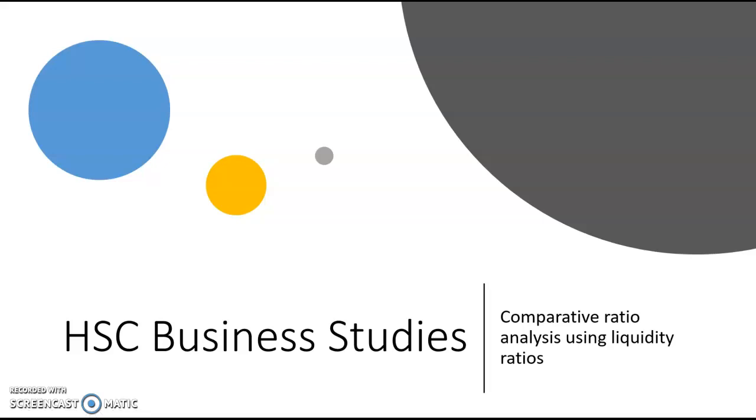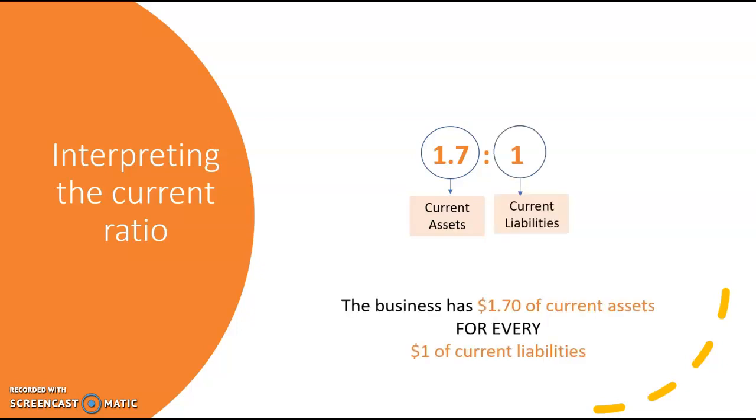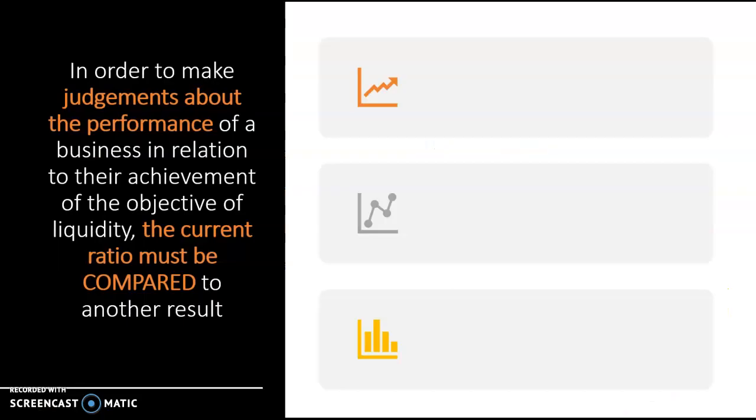Now let's have a look at how we can use the current ratio to assess the liquidity of a business. So first of all, interpreting the current ratio. If we have a ratio of 1.7 to 1, we know we have $1.70 of current assets and $1 of current liabilities. So interpreting that, it means the business has $1.70 of current assets for every dollar of current liabilities.